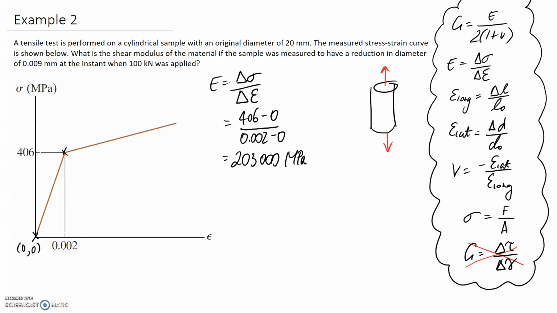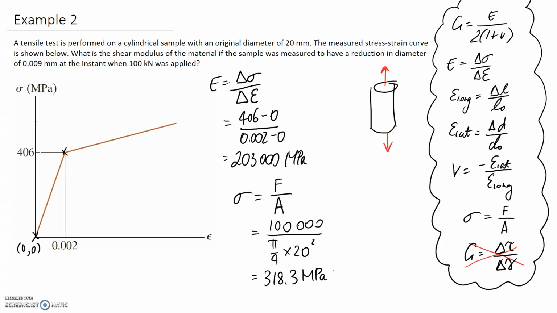We are told that we have a change in the diameter of 0.009 millimeters at the instant when 100 kilonewtons is applied. So we're going to need to figure out what's going on when we have this 100 kilonewtons of force. So I'm going to start with finding the stress that's caused when we have 100 kilonewtons. So stress is equal to the force divided by the area. So I'm going to put this into newtons, and our cross-sectional area is based on a diameter of 20 millimeters. So we find out that we're causing a stress in our material of 318.3 MPa.